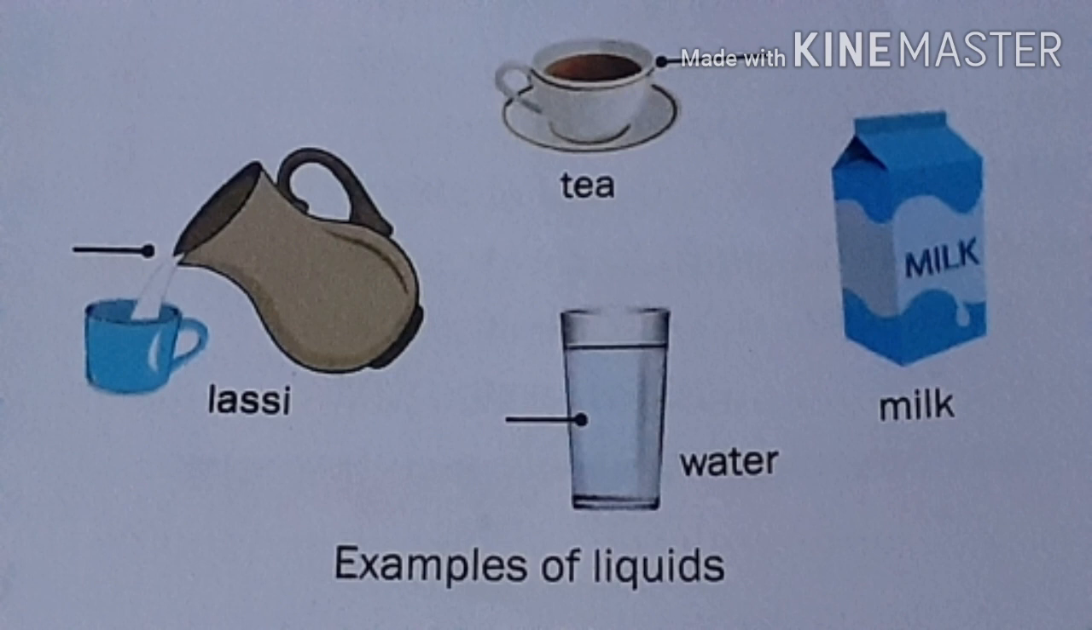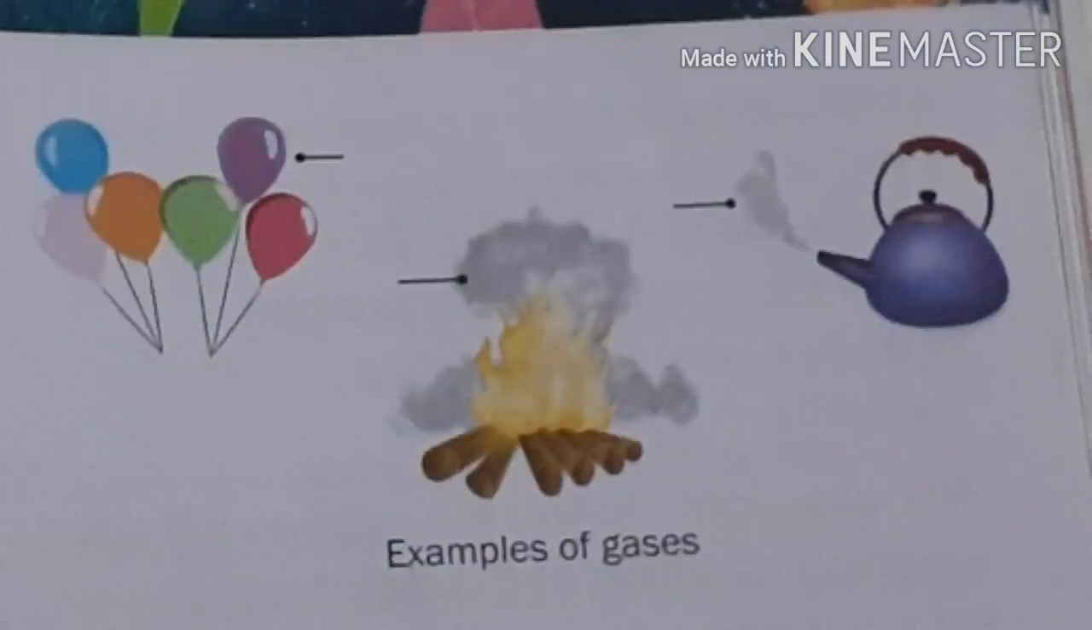Liquids are the substances in which particles are loosely packed. Thus, these particles get some space to move around and hence liquids do not have fixed shape. You can see many examples are shown. Including those examples, oil and petrol are also examples of liquids. Now let's move on. Gases.